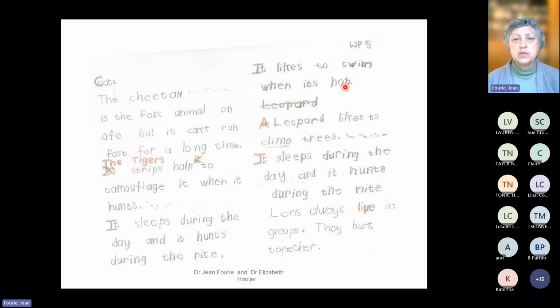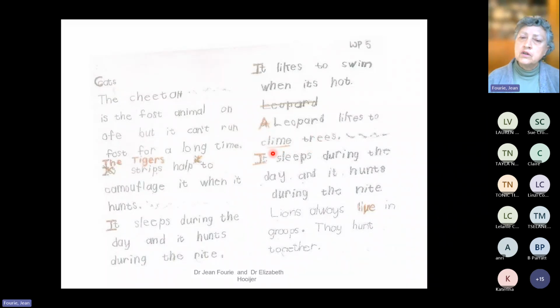And now we're speaking about leopards. We decided that we didn't need the separate heading here for leopards, so that got crossed out. And the lowercase a in leopard at the beginning of the sentence needed to be capitalized, so we've got an uppercase A. A leopard likes to climb trees.